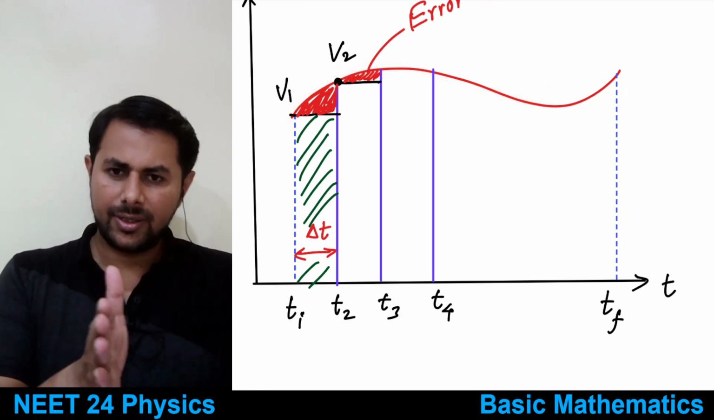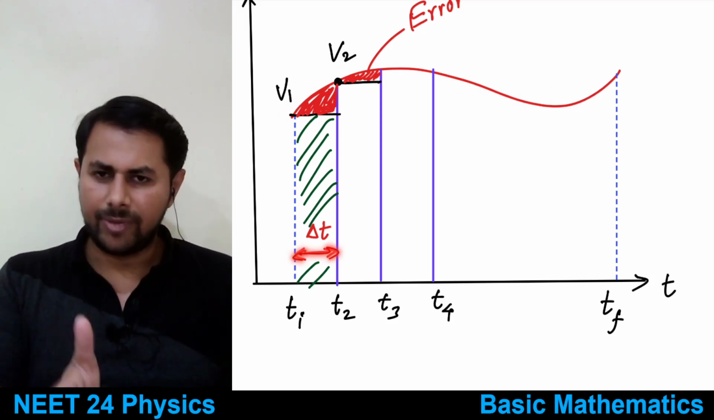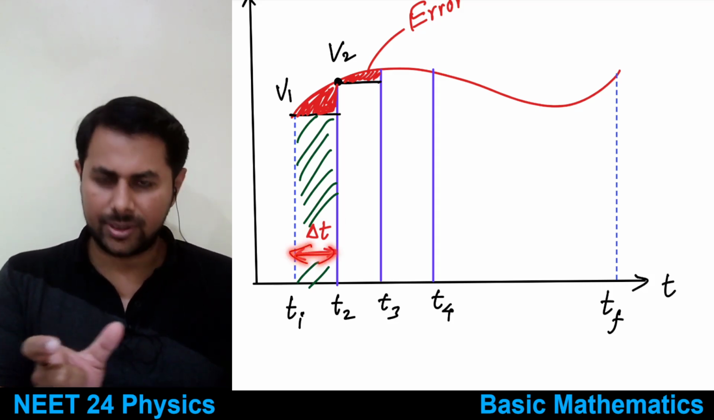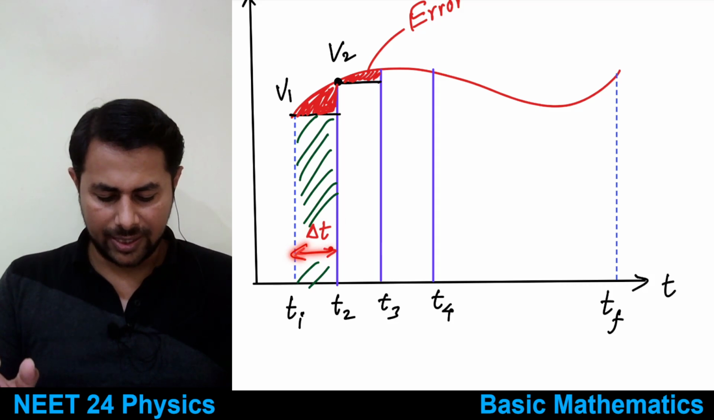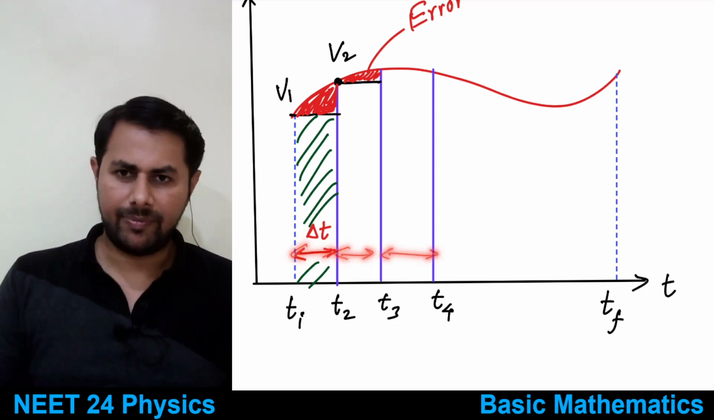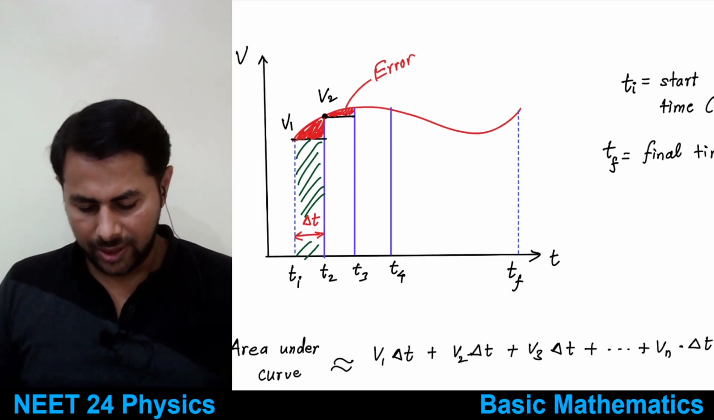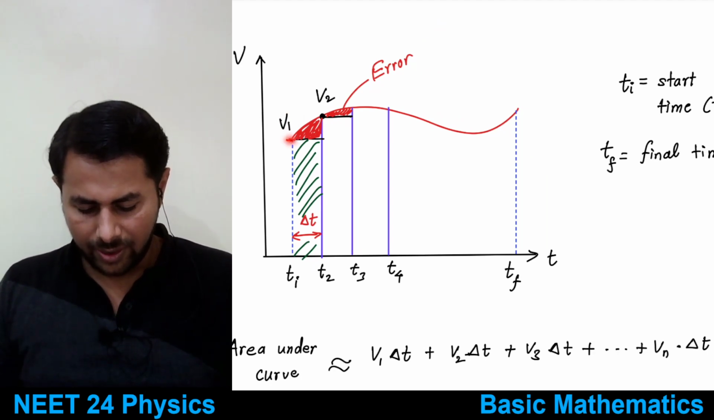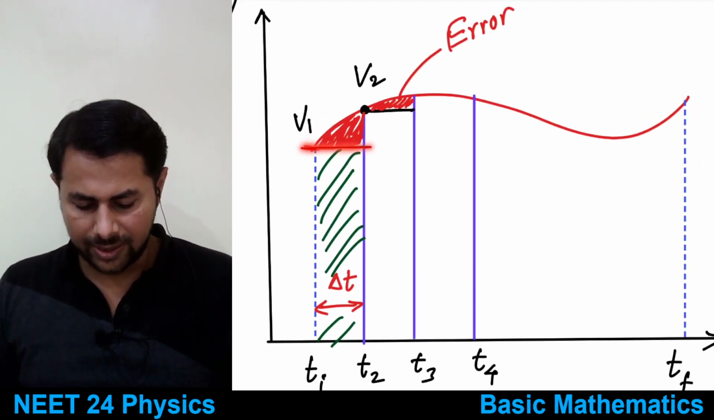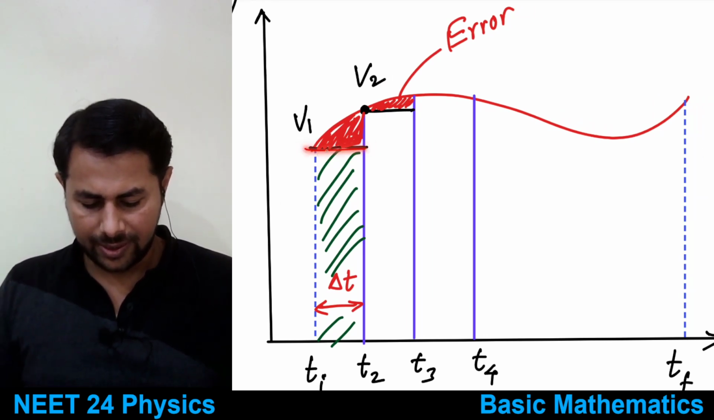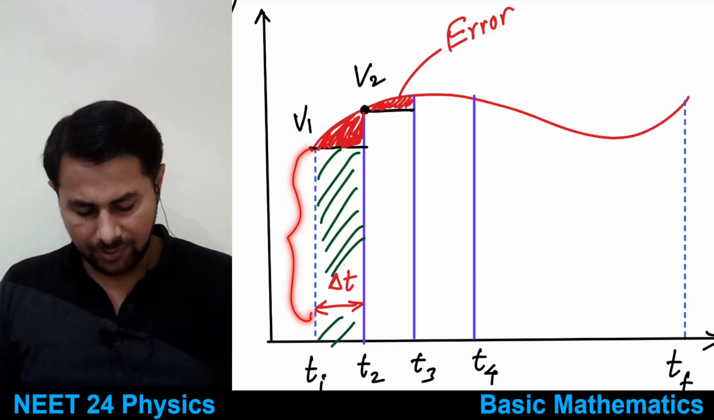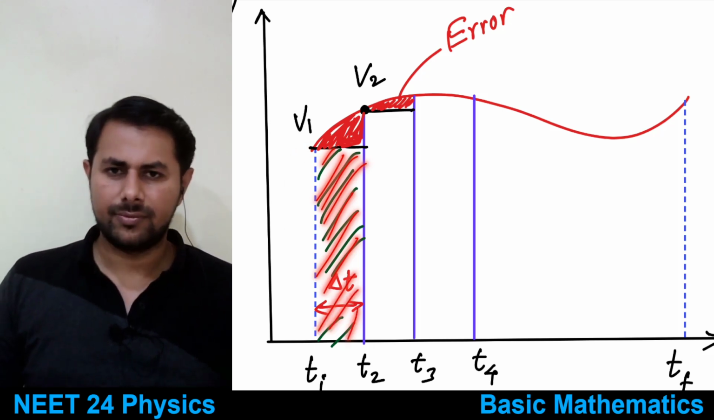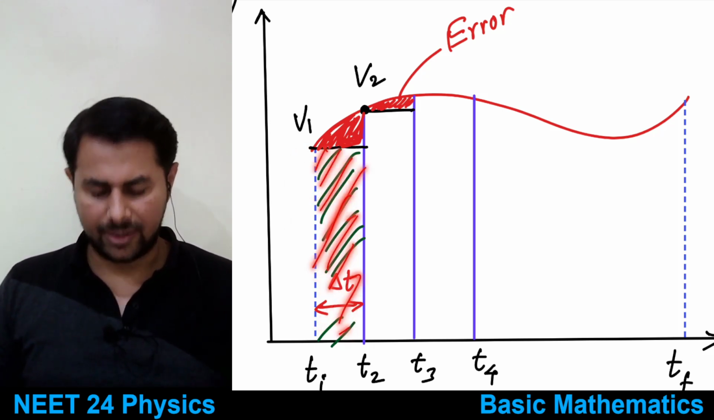I have divided it into n number of small segments, and the width of all those segments is equal to delta t. I am calling the width of all those segments delta t, right? So this is delta t, this is delta t, this is delta t, it's the same. Okay, then see here, I can say that velocity at this point is v1, and if I draw a straight line from here, like this, v1 times delta t, which is this much, I will get the area of this rectangle.